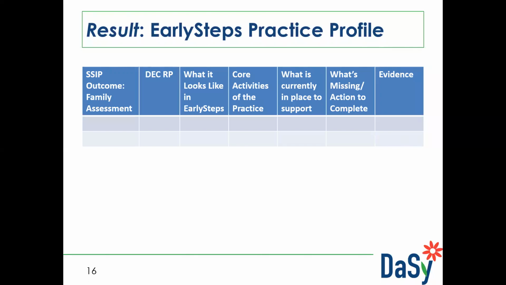And then all of the family assessment pieces in our system, then the next column outlines the DEC recommended practice that could be attributed to this area. Then we identified, through the interviews and the quantitative data, what the practice looked like in EarlySteps. And from that, we identified what we felt were the core features of the practice that had to be in place for it to be the practice that we said reflected family assessment based on the DEC recommended practices.